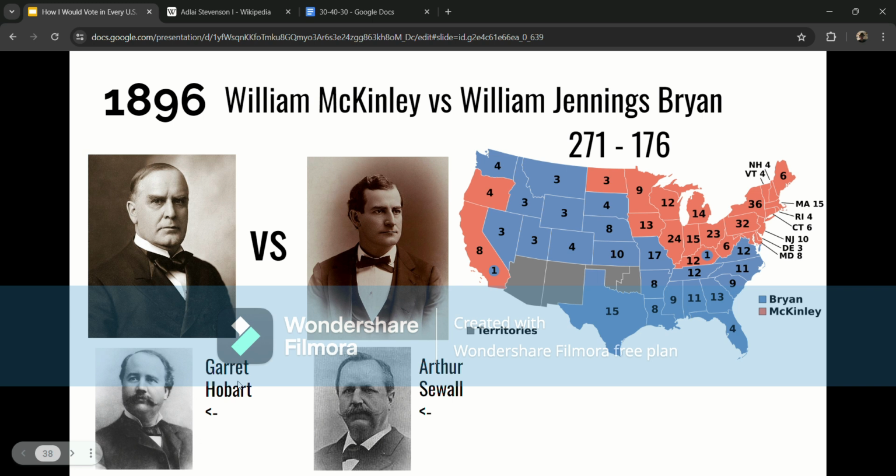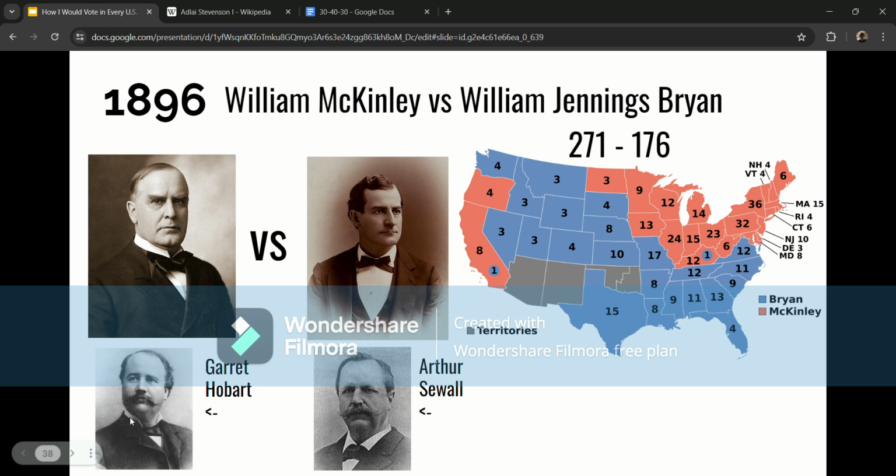His running mate was Garret Hobart, who was a member of several different bodies like the House and the Senate in New Jersey, but he had never held political office on a national level. It was only from a state level, so also very little experience, but hey, this man had no experience at all, so at least this running mate has something.